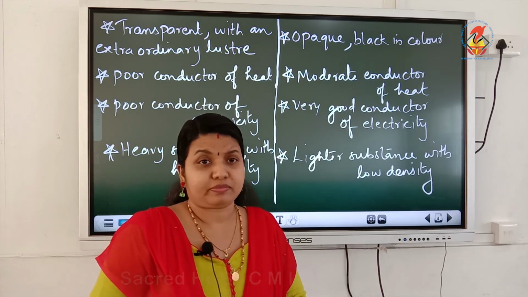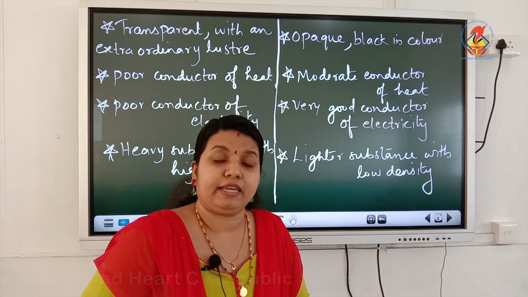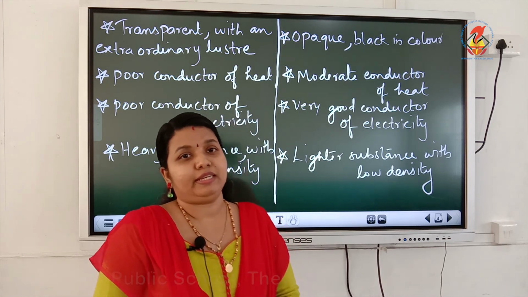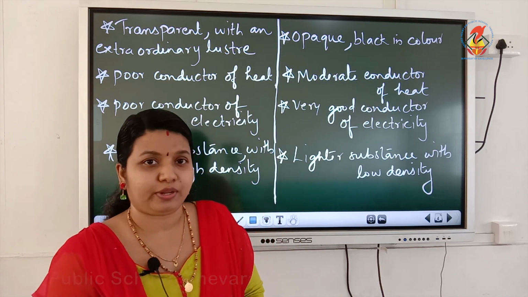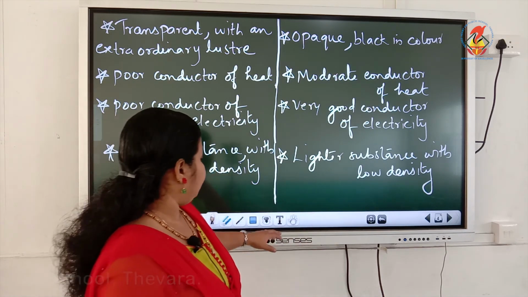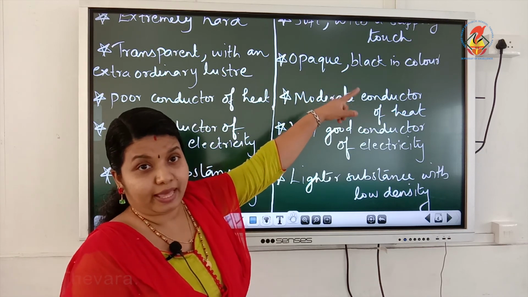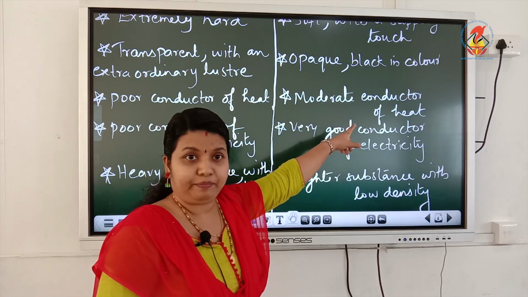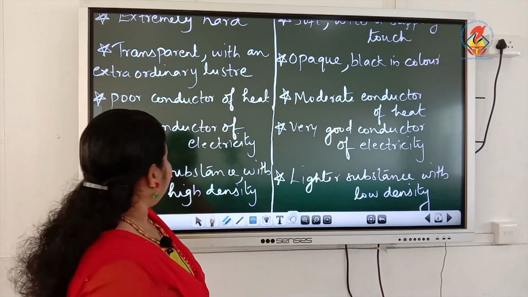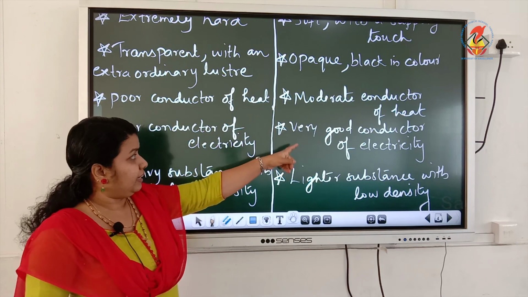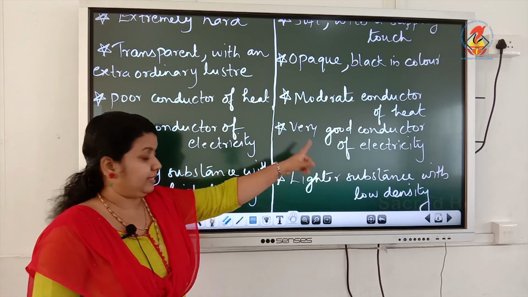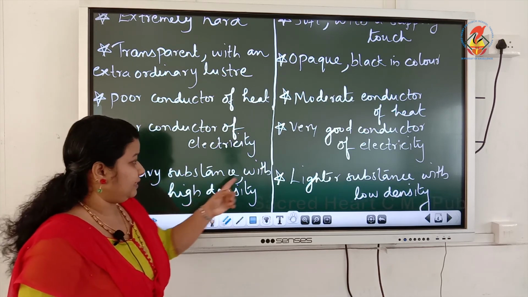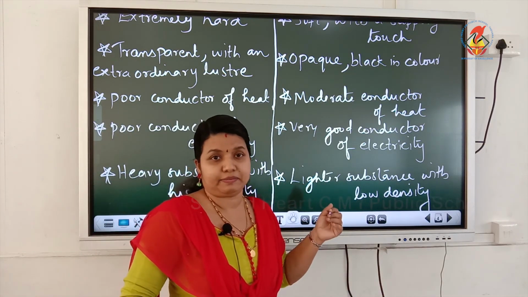Diamond is an extremely hard substance. Graphite is soft with a slippery touch. Diamond is transparent with an extraordinary luster, whereas graphite is opaque with a black color. Diamond is a poor conductor of heat. Graphite is a moderate conductor of heat. Diamond is a poor conductor of electricity. Graphite is a very good conductor of electricity. Then the last point is diamond is a heavy substance with high density, and graphite is a lighter substance with low density.